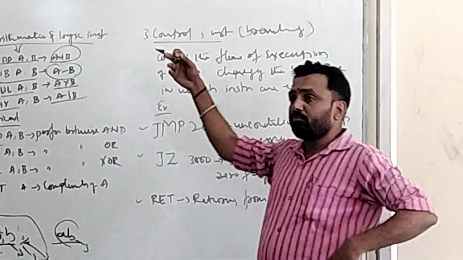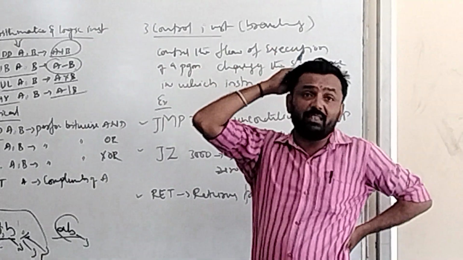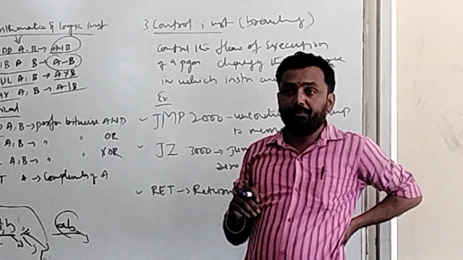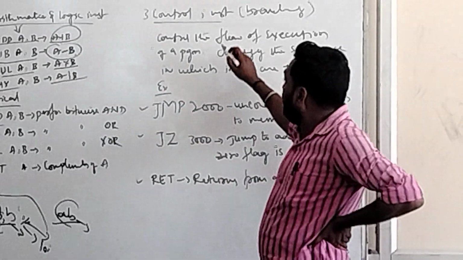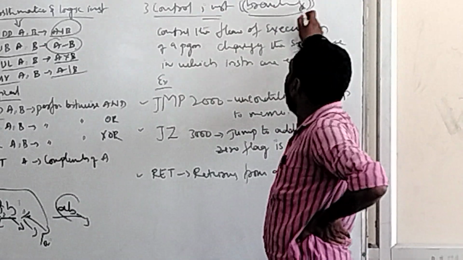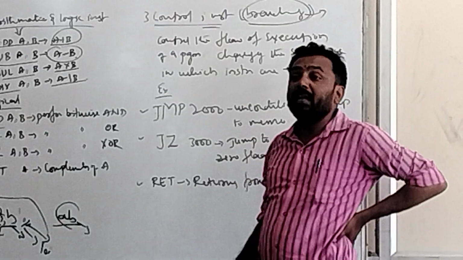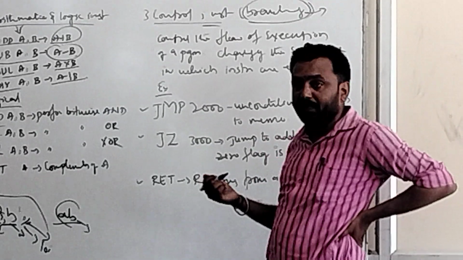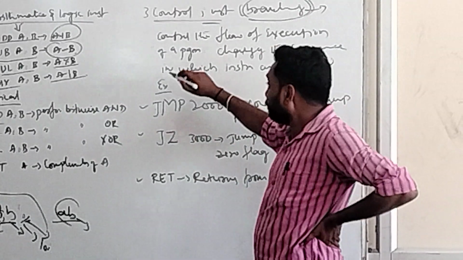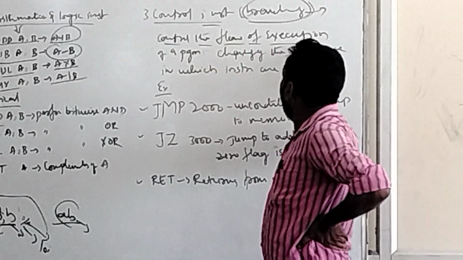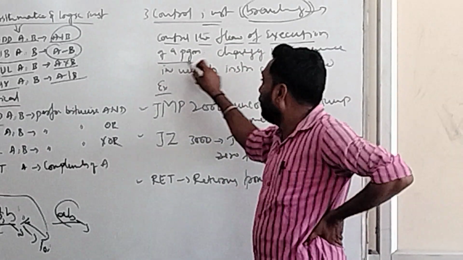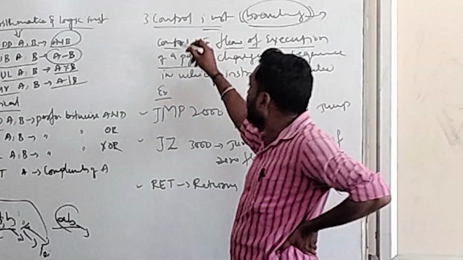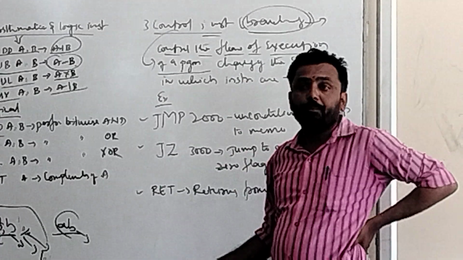See, in C programming you studied, right? There are some control loops, right? So same here, the control instructions we call branching, right? The branching statements are called as switch, for example. It controls the flow of execution of a program. The name itself indicates it is a control instruction, right?